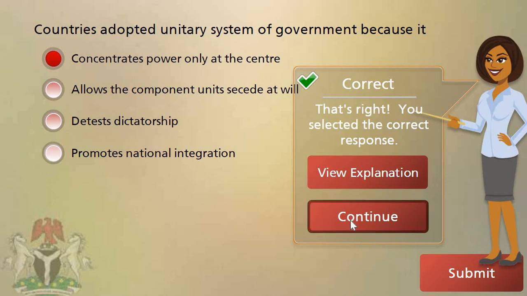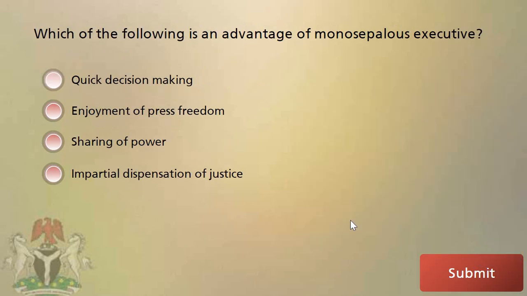Question 7. Which of the following is an advantage of monocephalous executive? A, quick decision making; B, enjoyment of press freedom; C, sharing of power; and D, impartial dispensation of justice. The right answer is A, quick decision making.